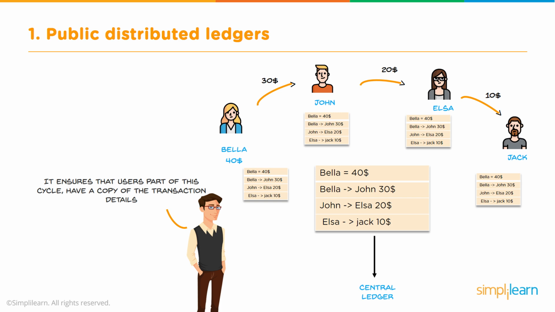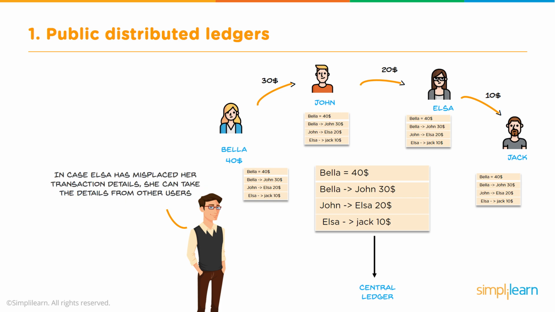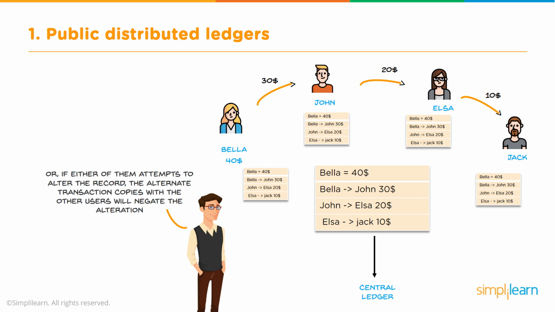Each user will have a copy of each transaction. Bella, John, Elsa, and Jack all have the same ledger, and this is what is called a distributed ledger. Everyone has the same copy. Now, in case one of the users like Elsa misplaces her transaction detail, she can easily be corrected by the other participants because they have the golden copy, the correct copy. Or if any of them attempts to alter the record, the alternate transaction copies with the other users will negate the alteration, because they will see that amongst all the participants only one participant has a different copy.